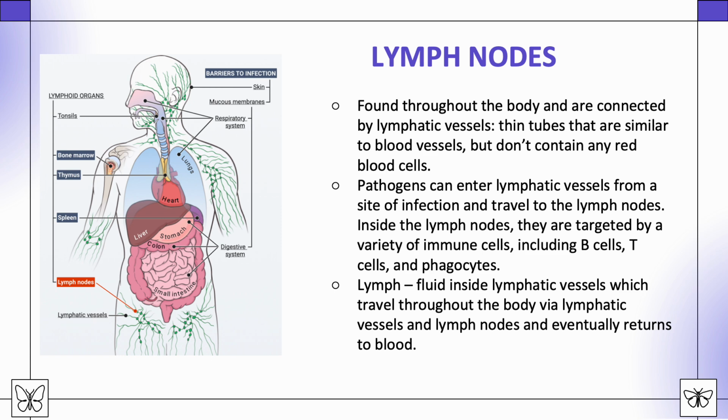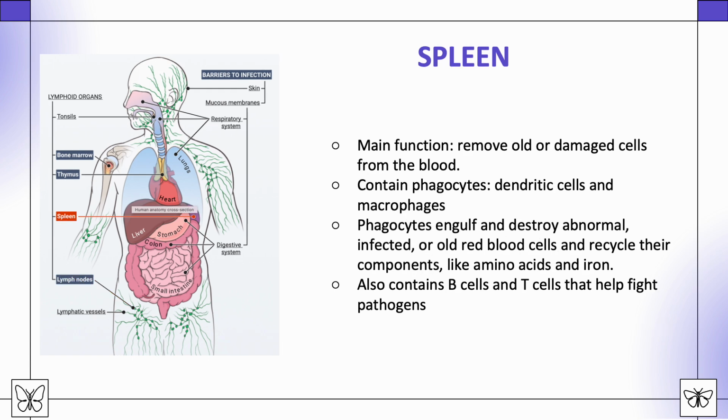Then we have the lymph nodes. These are found throughout the body and are connected by lymphatic vessels, thin tubes that are similar to blood vessels, but the difference is that they do not contain any red blood cells. Pathogens can enter our lymphatic vessels from a site of infection and travel to the lymph nodes. Inside the lymph nodes, they are targeted by a variety of immune cells, which includes the B cells, the T cells, and the phagocytes. Lymph is a fluid which travels through the body via lymphatic vessels and lymph nodes, and eventually it returns to the blood afterwards.